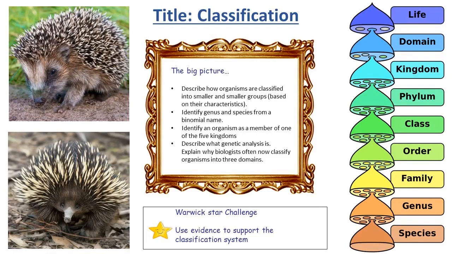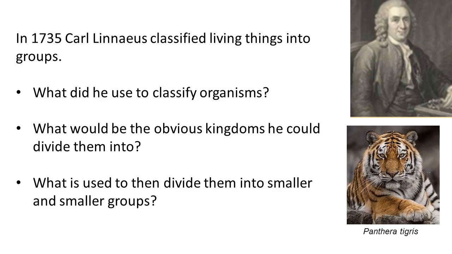Today we are going to look at classification, and classification is all about similarities and differences between different organisms, different species. One of the first people to try and categorize living things into groups and give them names was this chap called Carl Linnaeus, and there's a picture of him there. He's the one at the top.